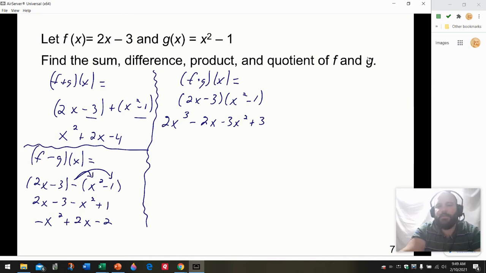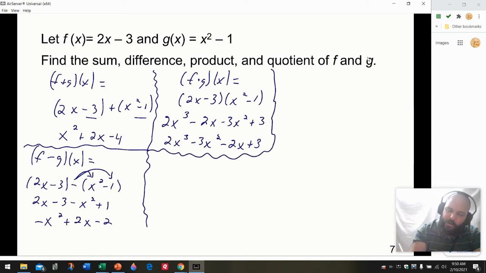The last thing to do is to combine any like terms that we might have and then put it in standard form. And if you look, there's actually no like terms in this one. The highest power is 2x to the third, followed by negative 3x squared, and then minus 2x, and then plus 3. So there's our final answer after we foiled and then didn't have any like terms to combine. Sometimes you will, and then put it in standard form.